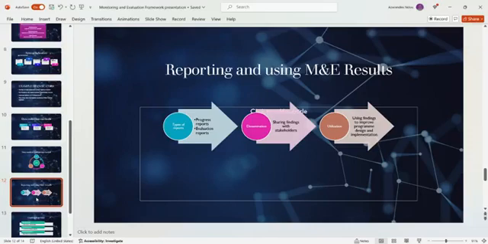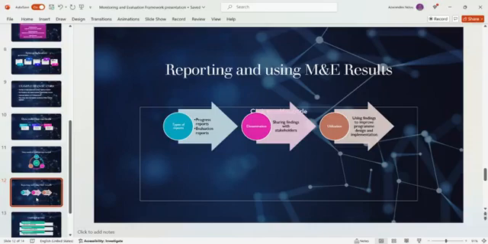Maybe it's your HR, it's your finance, it's your policy division, it's your minister, it's your DG. They want this report. It's your chief executive, it's your funders, it's your beneficiaries. They want to understand, so that they can also make their decisions based on that. So that is very much important.